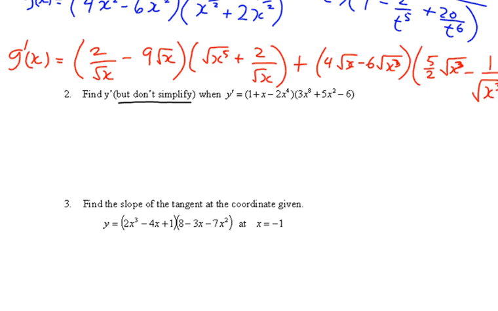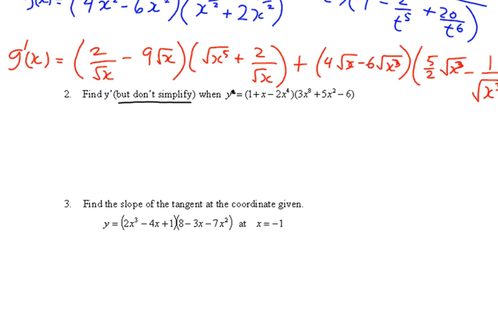What's that? Oh, that's a printing mistake. That should not be there. Yeah, it should be just y. Find y prime. There it is. Okay, all right, so this is supposed to be a y. It's a printing error. Sorry about that.